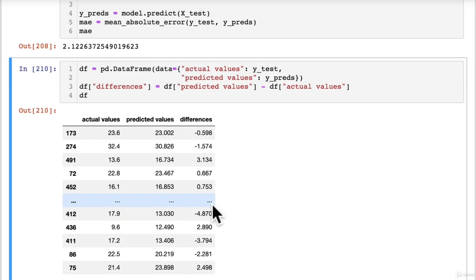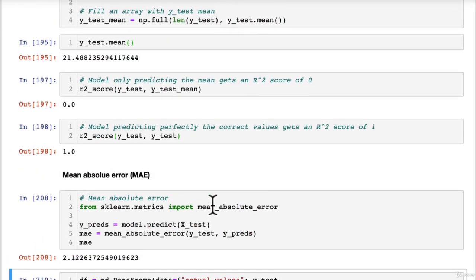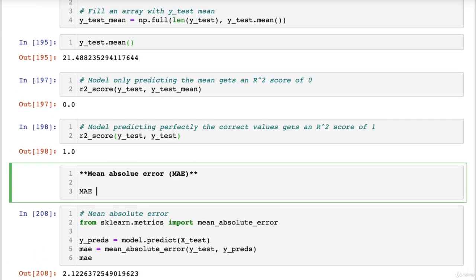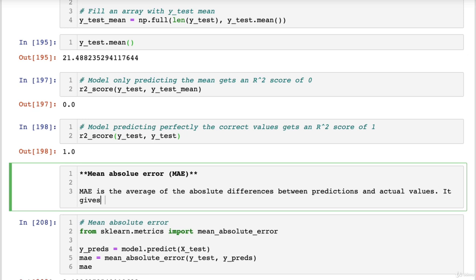Okay, so now you might be starting to get an idea of where mean absolute error comes from. If not, mean absolute error, it's formally defined as the average of the absolute differences between predictions and actual values. And so it gives you an idea of how wrong your predictions are. So what we might do is write that here. So MAE is the average of the absolute differences between predictions and actual values. It gives you an idea of how wrong your model's predictions are.